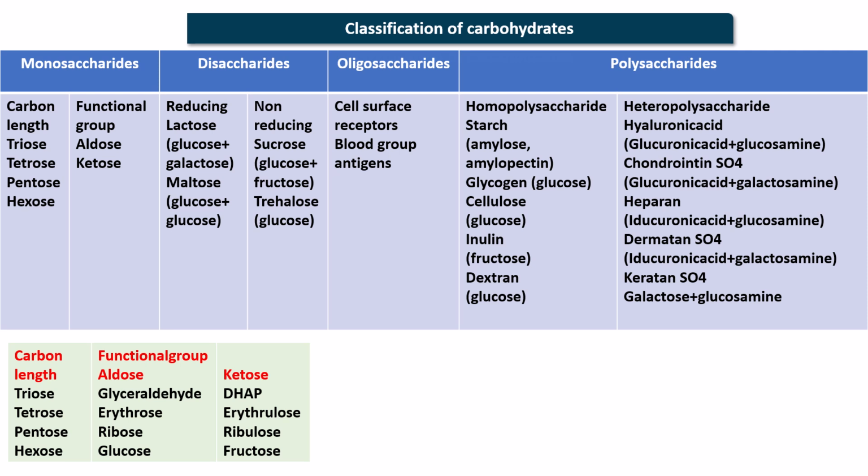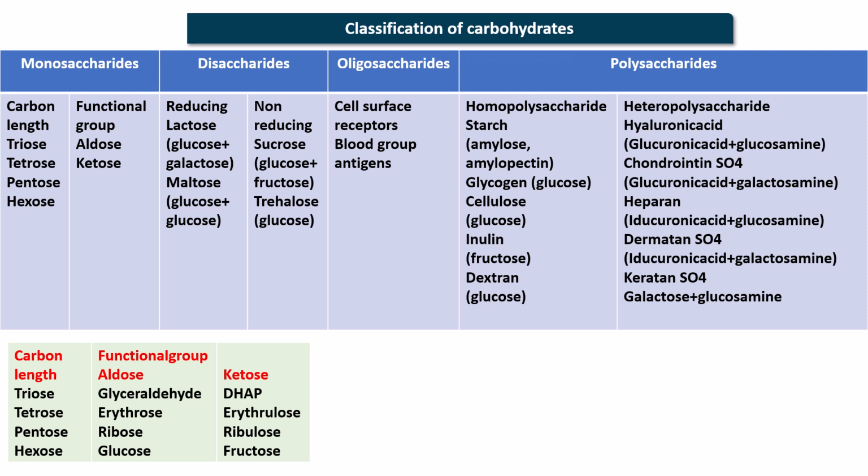Examples for monosaccharides include the triose, which contains 3 carbon atoms. Based on the functional group, the aldotriose is glyceraldehyde, and the ketotriose is dihydroxyacetone phosphate. Tetrose has 4 carbon units. The aldotetrose is erythrose, and the ketotetrose is erythrulose.